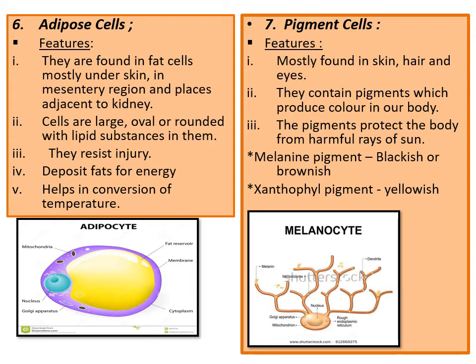The next type is pigment cells. They are mostly found in skin, hair and eyes. They contain pigments which produce color in our body. The pigments protect the body from harmful rays of the sun. Some examples of the pigments are melanin pigment, which is responsible for blackish or brownish color, and xanthophyll pigment, which is responsible for a yellowish color.